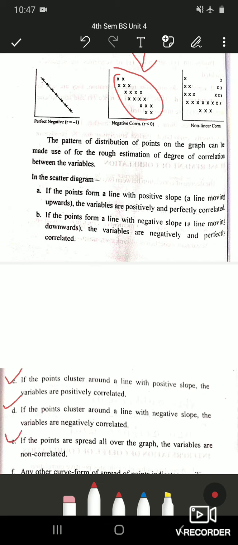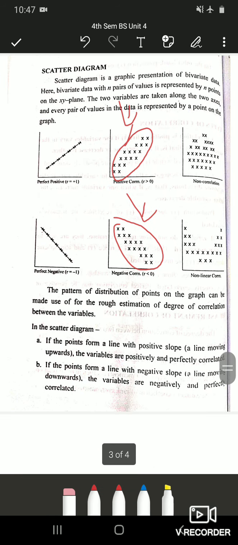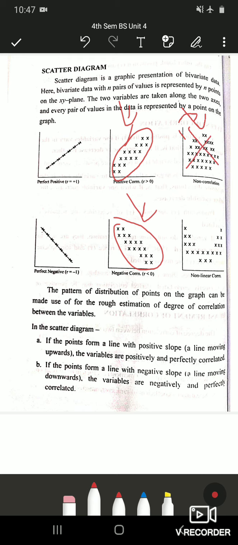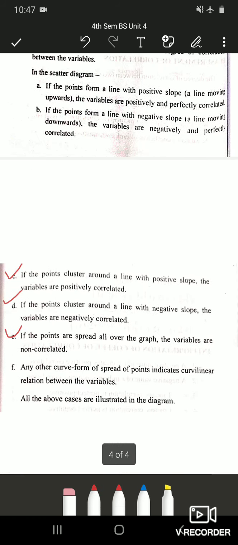And if the points are spread all over the graph, then we can say variables are non-correlated. So for no correlation or non-correlation, you can see there is no particular pattern. It is neither moving upwards nor moving downwards. There is no pattern, but the points are spread all over the xy plane. Then you can say that there is no correlation between the variables. In that case, r will be 0.